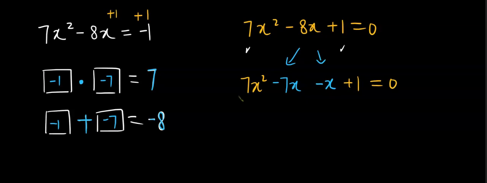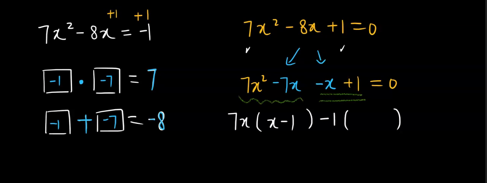Then we're going to look at the first two terms. We can factor out 7x. Once we factor out 7x, we have x minus 1. Let's look at our next two terms. We can factor out a -1. Once we factor out a -1, we have x minus 1. Remember, when you factor, it is a division. Okay? All right, I'm going to rewrite.